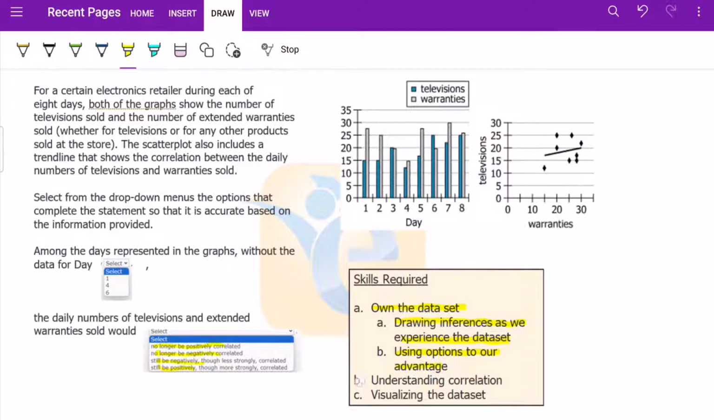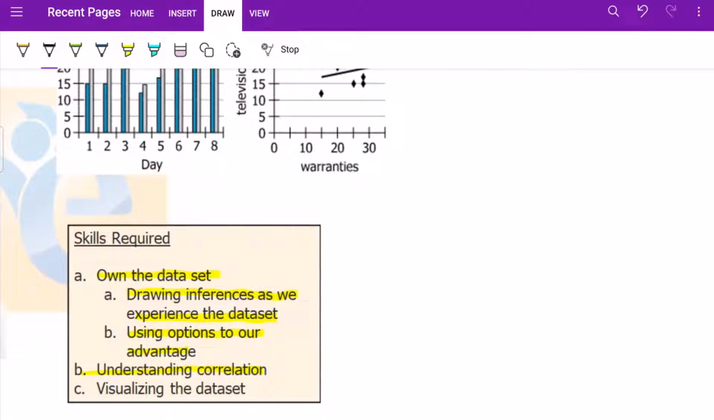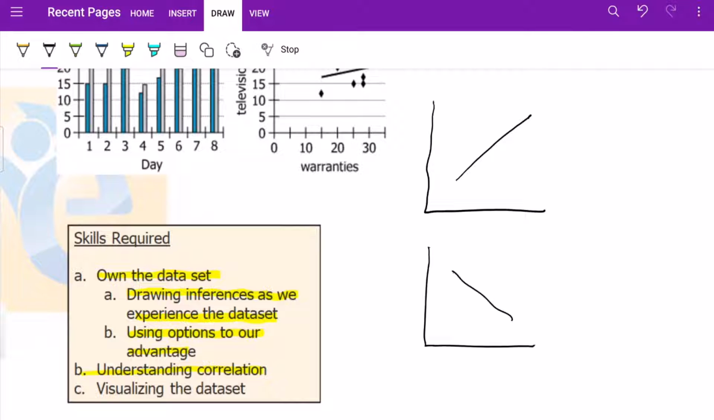The second thing is understanding correlation. What does correlation mean? So just to give you a basic idea, this is positive correlation, this is negative correlation. Nothing more than this is required. If you have this much of basic idea, we are good to go ahead with the solution.